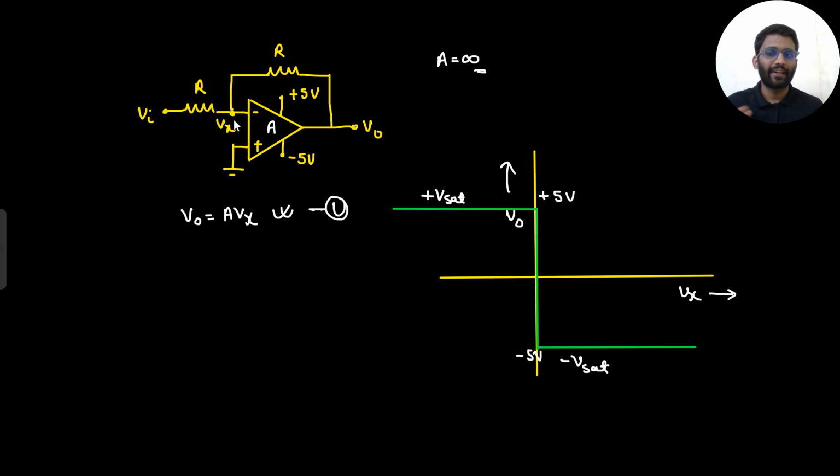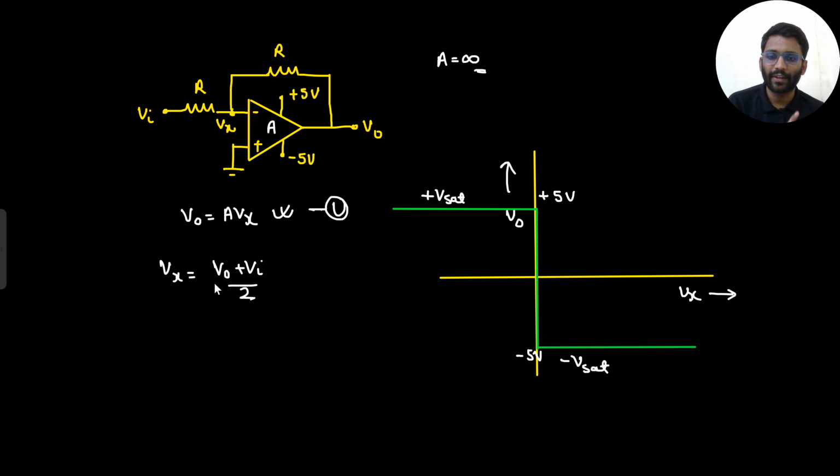Now one more equation we can write. What is the equation that we can write? Vx equals V naught plus V in by 2. How did you write? V in into R plus V naught into R by 2R. So Vx would be V naught plus V in by 2.